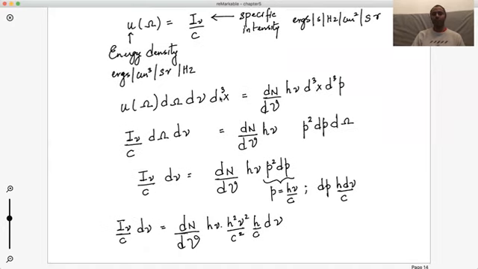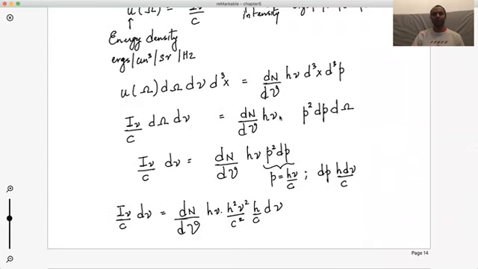Okay, so d cube x immediately cancels off. That's easy on both sides. So on the left, it just leaves us with d omega d nu. Okay, we'll leave that as is for now. And of course, u is I nu by c. So I've just put it in here. So I've brought in the specific intensity here.